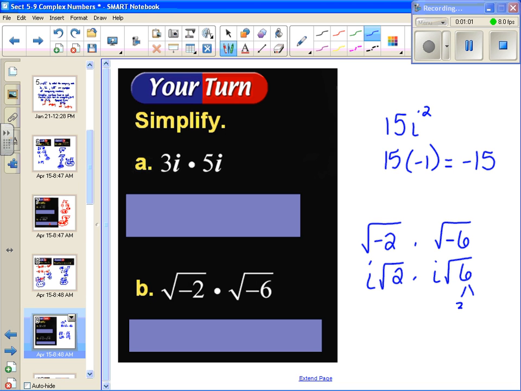This is 3 times 2. I have a 2 here and a 2 here, and I could share that factor. So I have 2i squared times the square root of 3. And i squared equals -1. So we get -2 times the square root of 3. That would be my answer in simplest form.